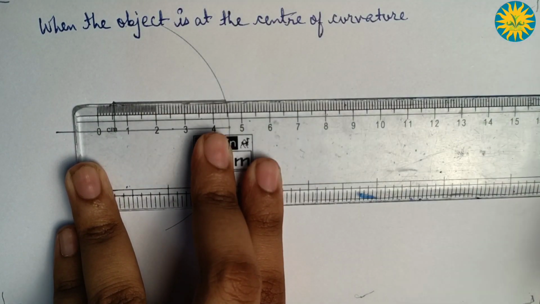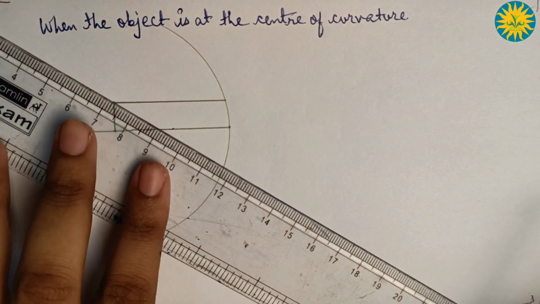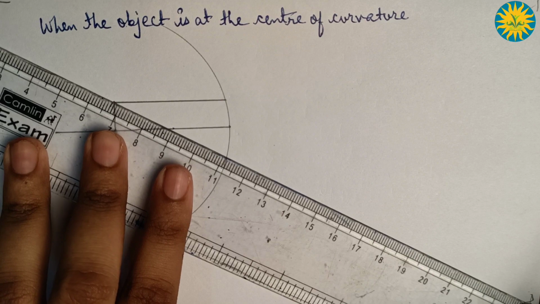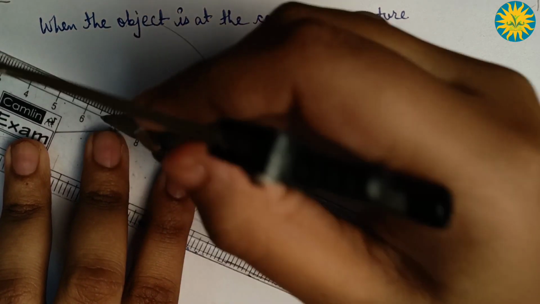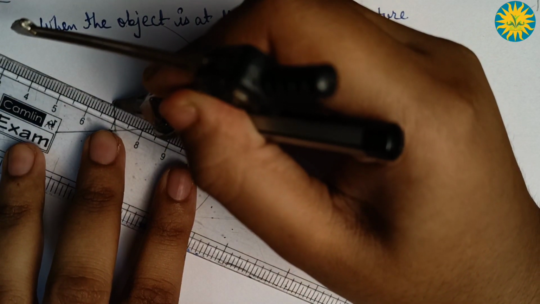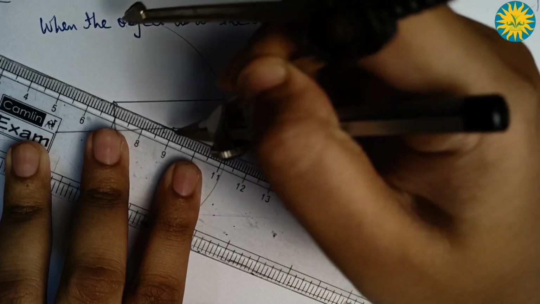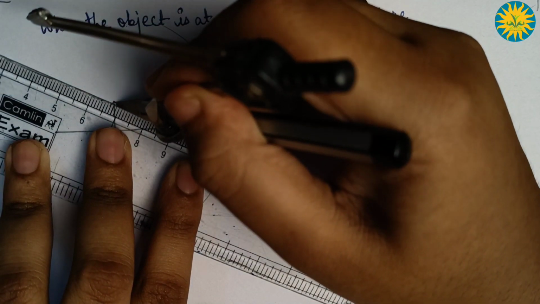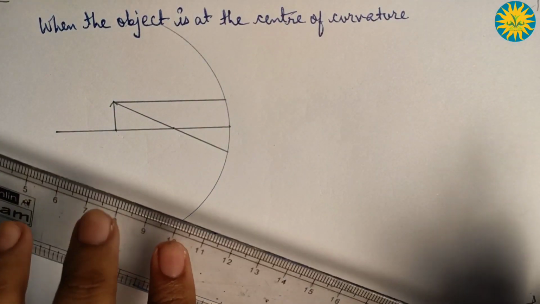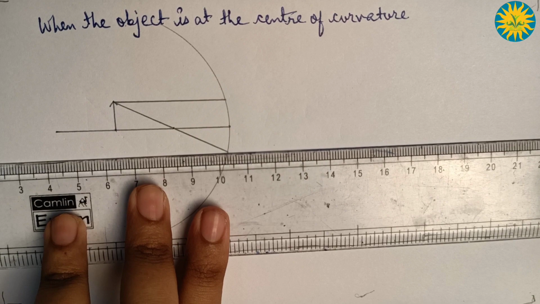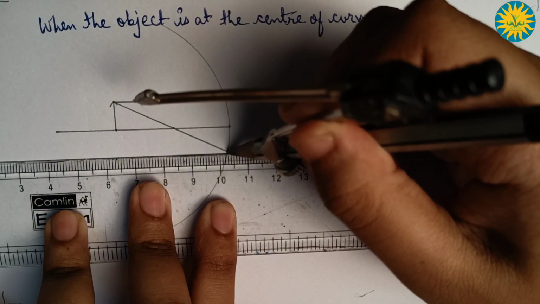And the second incident ray, now we will draw the second incident ray that is passing through the focus. Just see, the second incident ray will pass through the focus. This point is our focus, and the second incident ray is passing through the focus. Now according to the rule of ray diagram, if the incident ray passes through the focus, the reflected ray will pass parallel to the principal axis.